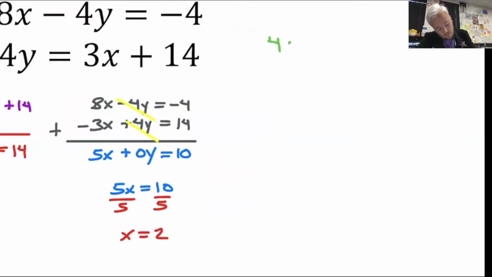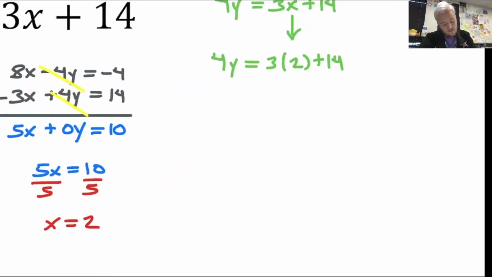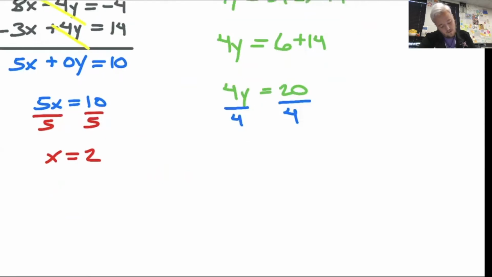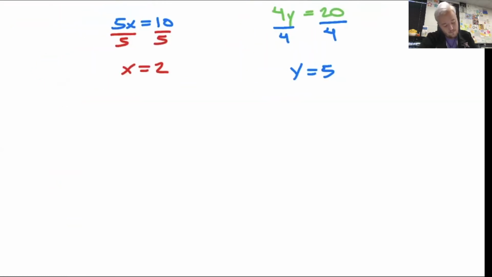So I'm going to have 4y equals 3x plus 14. So I'm not solving, I'm subbing in for my x value. So I'm going to have 4y equals 3 times 2 plus 14. So I'm going to have 4y equals 6 plus 14. So 6 plus 14 gives me 20. And now I just need to divide by 4, which means my y value is equal to 5. So my coordinate here is 2, 5.